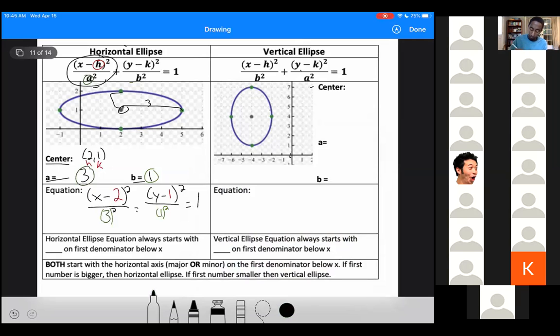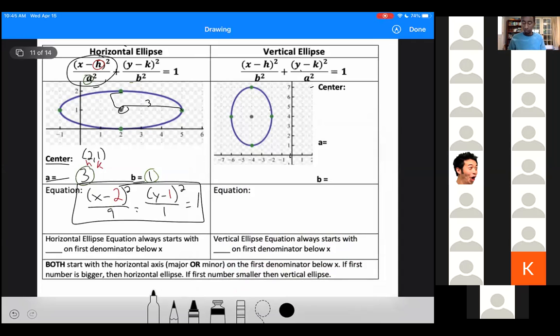And when you simplify that, you can change this 3 squared to 9 and this 1 squared to 1. And so this is the equation of the horizontal ellipse. So that's it. All you need is the A, the B, and the center, and then you have it.